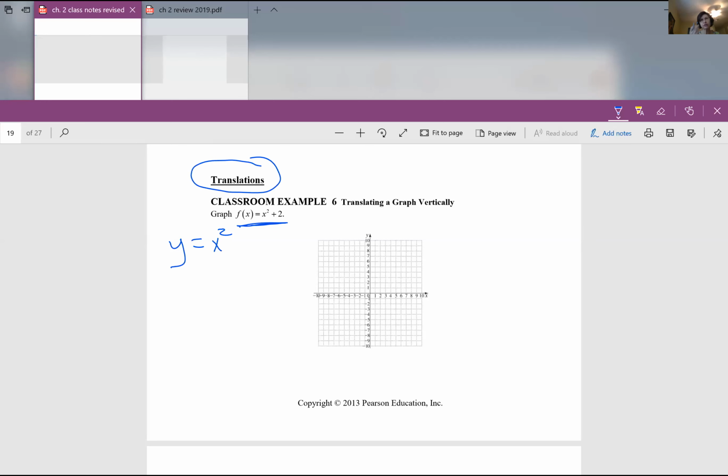Because these are translations, here are our options. We've got 4 things that can happen depending on where our number shows up. It can make it move up, it can make it move down, it can make it move right, or it could make it move left. Why don't you type in the chat box which way you think this thing's going to go? Is it going to move up, down, right, or left based on that +2 that's at the end?